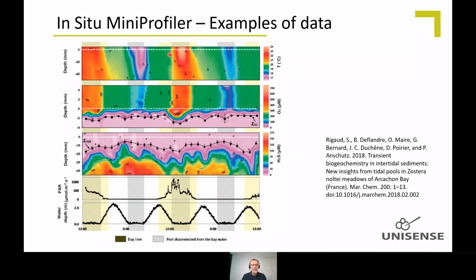So starting from above, this is temperature. You see when everything is flooded, then you have the same temperature all over. But when the pond or the pool gets isolated from the rest, then it warms up. The same happens to the oxygen. You can see here, oxygen concentration increases both in the water and in the sediment, and the oxygen penetrates even deeper. See the black line here is the oxygen penetration, so it goes deeper into the sediment. When it's flooded, then it gets back to homogeneous.